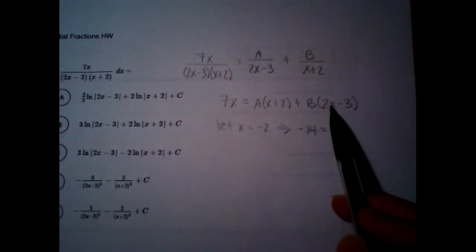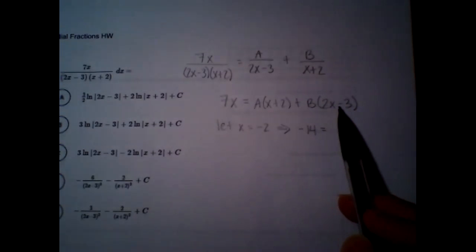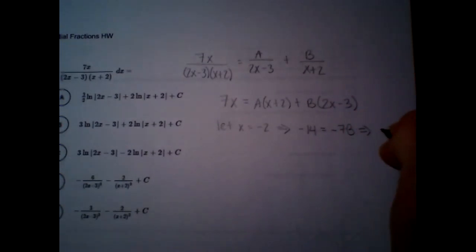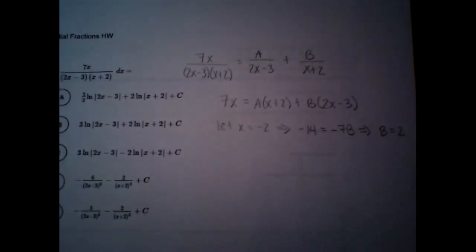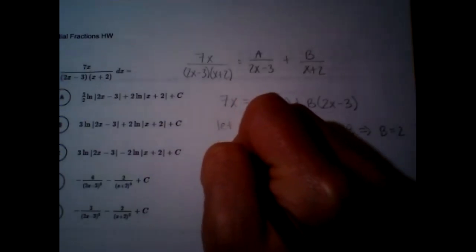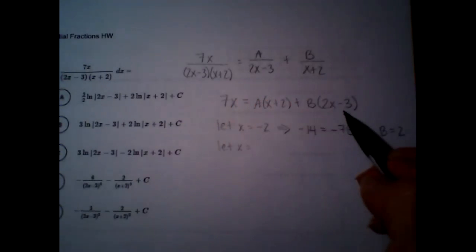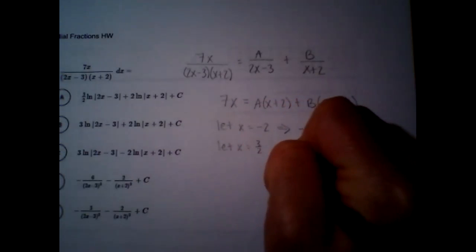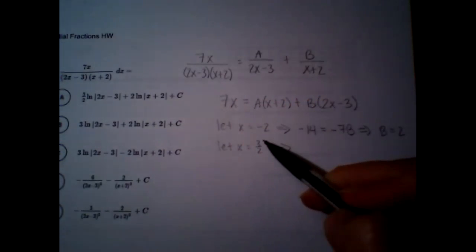And if I plug in negative 2 here, that'll be negative 4 minus 3. So that'll be negative 7b. And so b is 2. And then I'm going to let x equal, for this one, that would have to be 3/2. And so let's see what we get there.